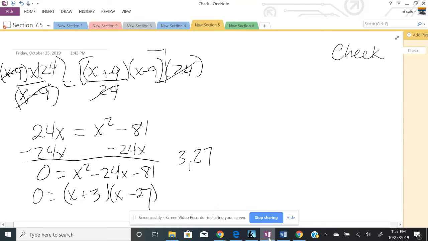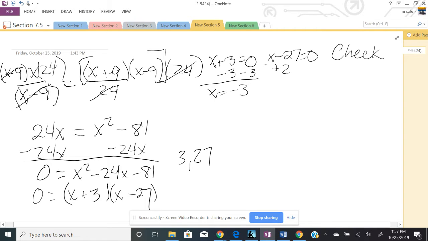All right, so now this is what I've been left with. I had factored this out, so now I need to write x plus 3 equals 0. Subtract the 3, and I get x equals negative 3. And I will also have x minus 27 equals 0. Add 27, and add 27. So I get x equals 27. I need to check both answers with that original problem.